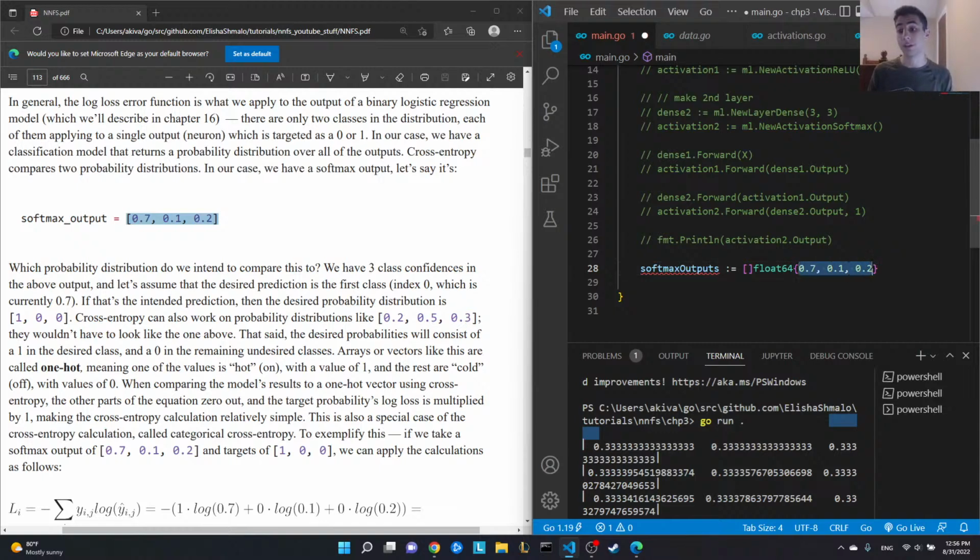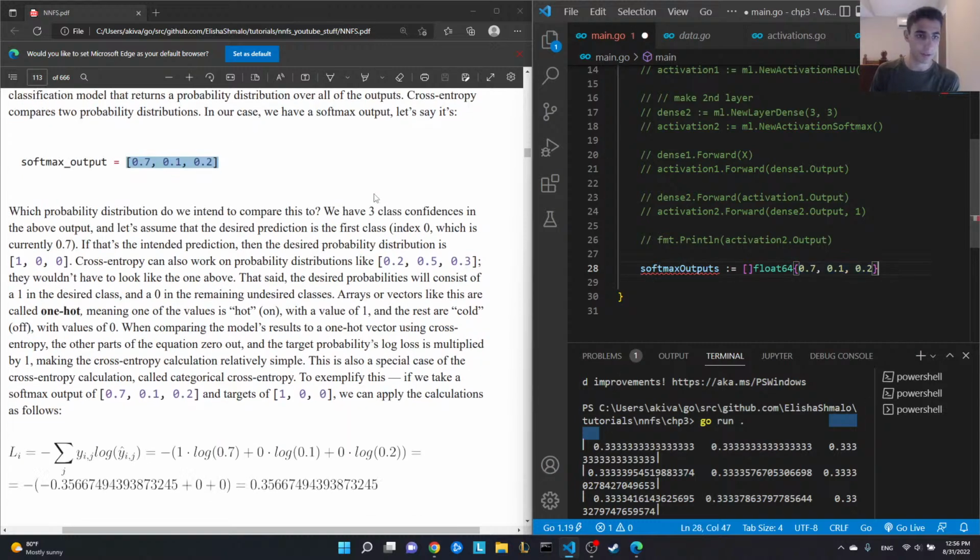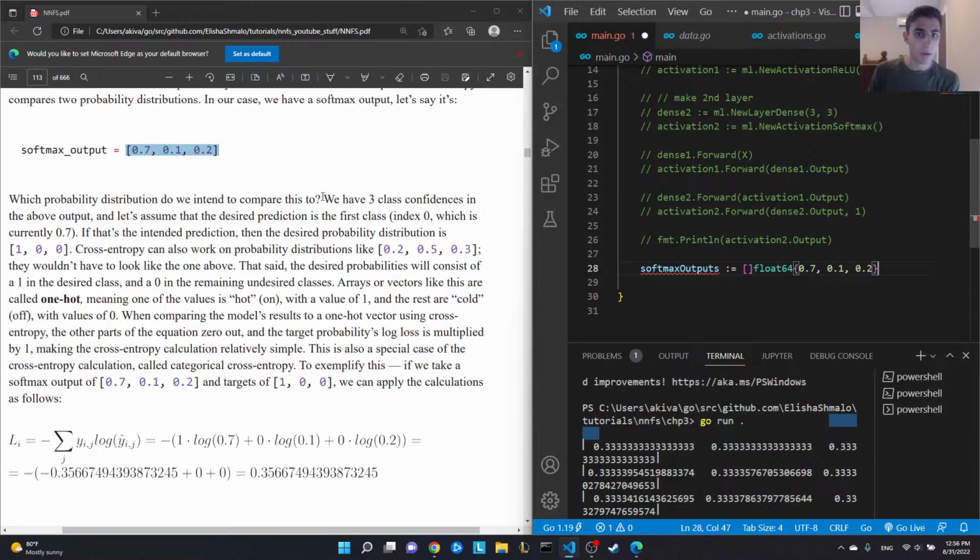Imagine we gave a neural network an input, a picture, for example, and it gave us this probability distribution as to what class it thinks the picture should be. This is the softmax output. Let's pretend that this is the output of our layer. We have 3 class confidences in the above output. There are 3 possible classes. And let's assume the desired prediction is the first class, index 0, which is currently 0.7.